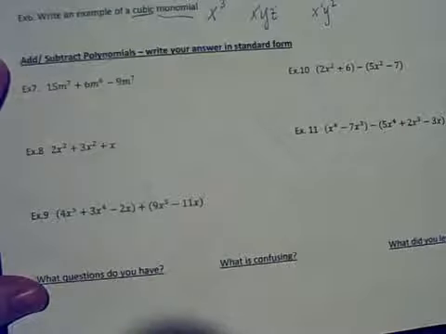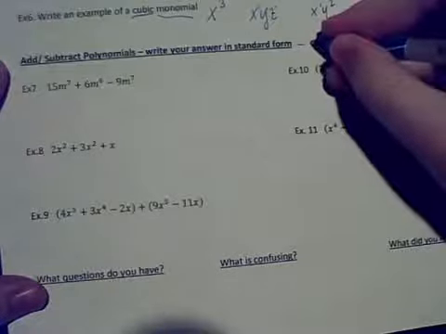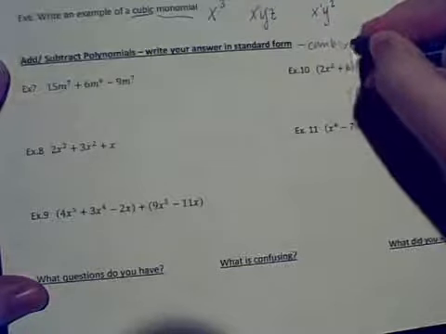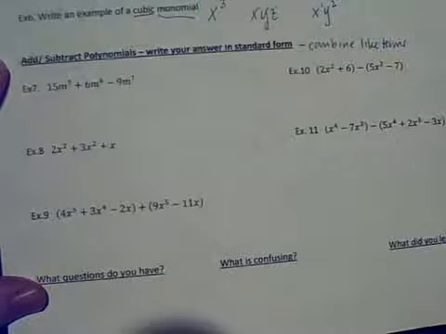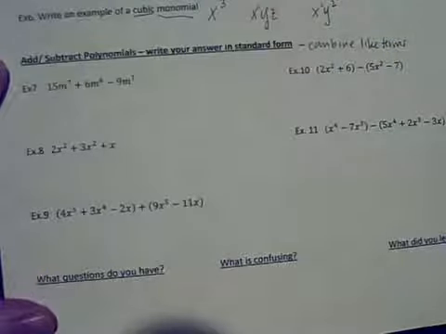Next, we're going to be looking at adding and subtracting polynomials, and your answer needs to be in standard form. With this, it is basically combining like terms. So they have to have the same letter with the same exponent for them to be added together.